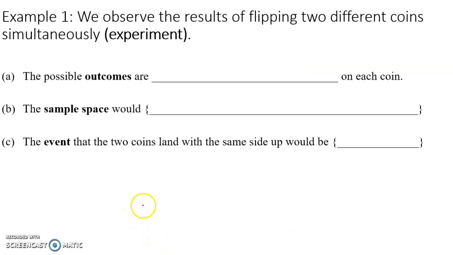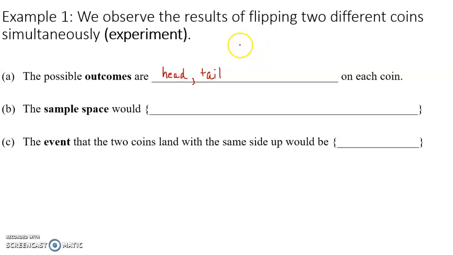So let's look at example 1. We observe the random phenomenon results of flipping two different coins simultaneously. So that is our experiment. So what are the possible outcomes on each coin? Well, they can either be a head or a tail. Now the sample space is all possible outcomes.